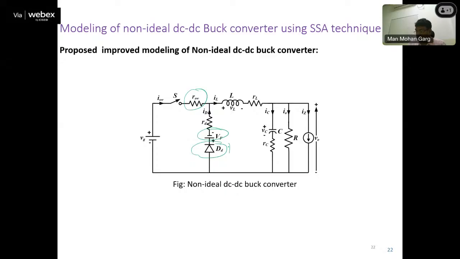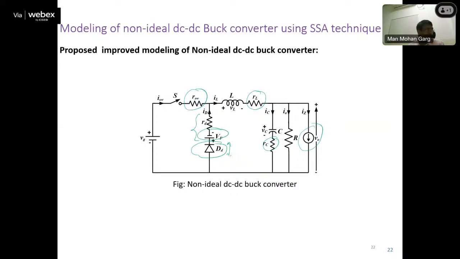So this is kind of an ideal diode. Now we have separated its losses, which are RD and VF. Here this is RL and this is RC, the ESR of the capacitor. Now apart from all those things, these are the non-ideal things. Now we have considered one current source over here.